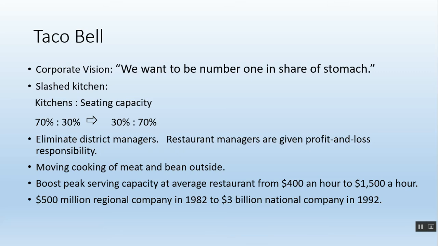They eliminated district managers. Restaurant managers were then given, specific to their location, the profit and loss responsibility. They moved the cooking of meat and beans outside of the kitchen. They would boost peak serving capacity at an average restaurant from $400 an hour to $1,500 an hour. There was $500 million, which was occurring regionally, and within 10 years, it increased to $3 billion, which was an incredible move by making these shifts at Taco Bell.